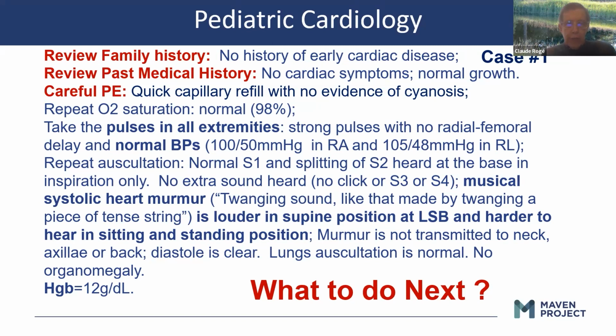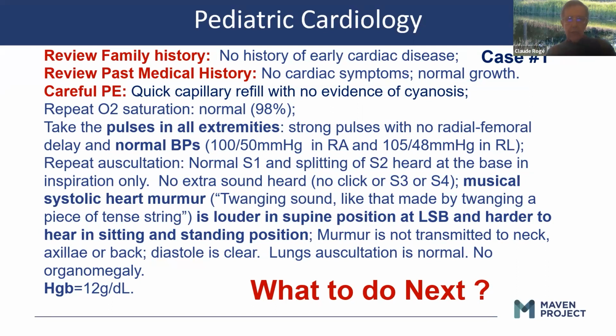So you check the fingers and you see there is a quick capillary refill with no evidence of cyanosis. You repeat the oxygen saturation, it is normal. And as I mentioned before, you take the pulse in all extremities. We will talk more about this, but you take it in both arms, make sure there is no difference. And if there is a difference, you take between the arm with the stronger pulse and the leg. And then you take the blood pressure. Here, it is a normal blood pressure on this patient.